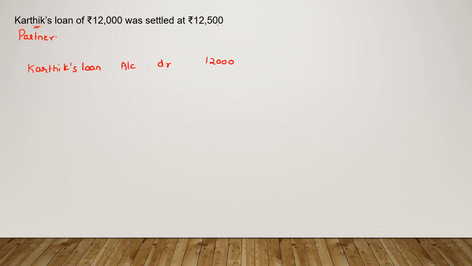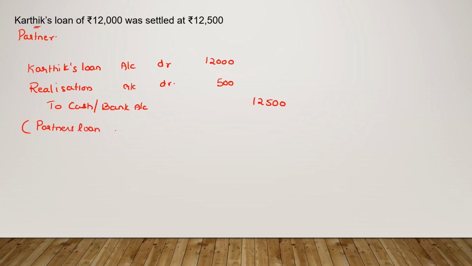But they have said it has been settled for 12,500. This means the payment which was made, by cash or bank account, is 12,500. So what is this extra 500? The extra payment which is made would be debited to realization account. So this is the transaction to show the partner's loan paid off.